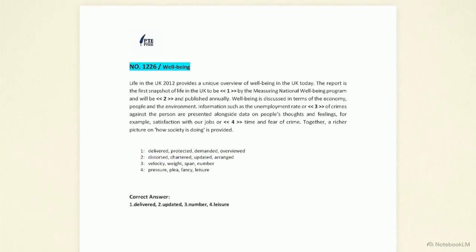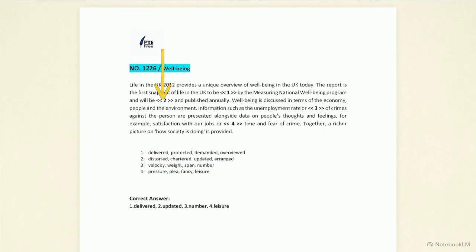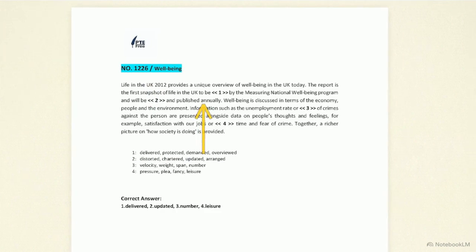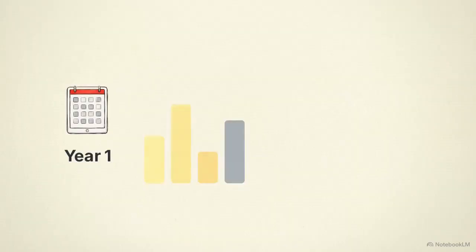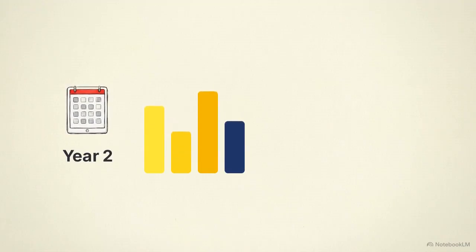A common error here is trying to solve the blank the moment you reach it. If you stop reading at the blank, you lack the information required to make a choice. The marker we need actually sits in the words that follow. The phrase "and published annually" dictates what must happen to the data inside the report. It is released every 12 months. If a national statistical report is republished every year, the data inside it must be refreshed to remain current.